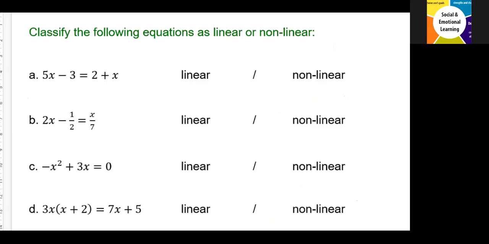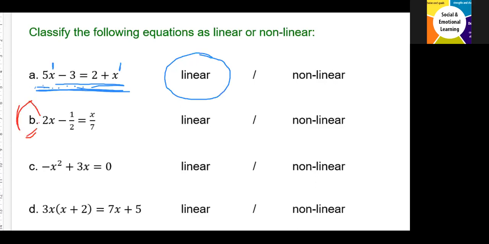Okay, so let's see. How shall we do this? Well, question A is here. Here's the equation, everyone. 5x minus 3 equals 2 plus x. Is it a linear equation or nonlinear? It's linear. Yes, thank you. Who said that? Elena. Thank you, Elena. That was good. You're right, Olivia. Good. It's linear because the largest exponent on the variable x is a 1.